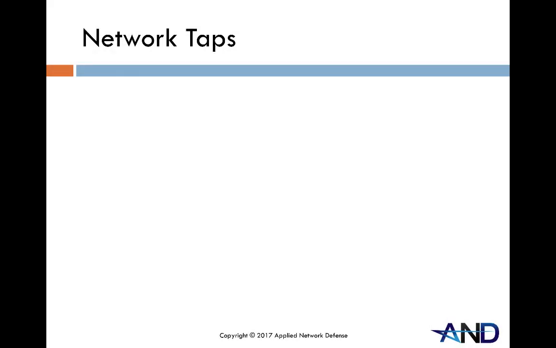The next packet collection technique for tapping into the wire that we're going to talk about is the use of a network tap. Now, a network tap is probably the easiest to understand form of packet collection because it's literally just a piece of physical hardware operating at layer 1 that sits in between two network devices and intercepts the traffic.